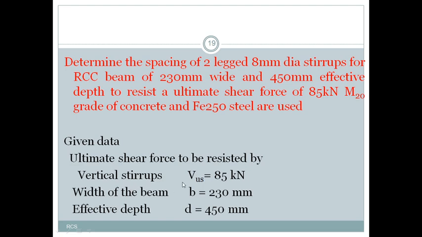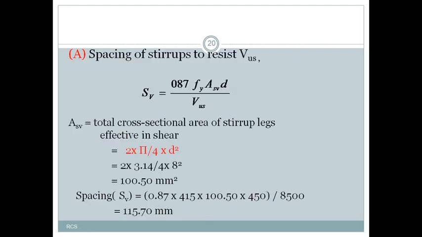The vertical stirrups' shear resisting capacity must be Vus equal to 85 kilonewtons, width of the beam is b equal to 230 mm, and effective depth of the beam is d equal to 450 mm. See, the spacing can be considered with respect to different criteria, say a, b, c, like that.